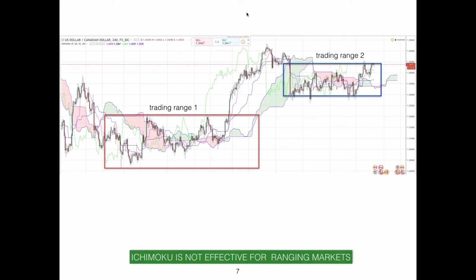You would find that the Ichimoku elements within these ranges are frequently changing signals. For example, in trading range 1, price crossed above and below the Kijun-sen at least 5 times within this short time frame. The Tenkan-sen also crossed above and below the Kijun-sen with the price. In addition, there were many Kumo twists within a very small price range.